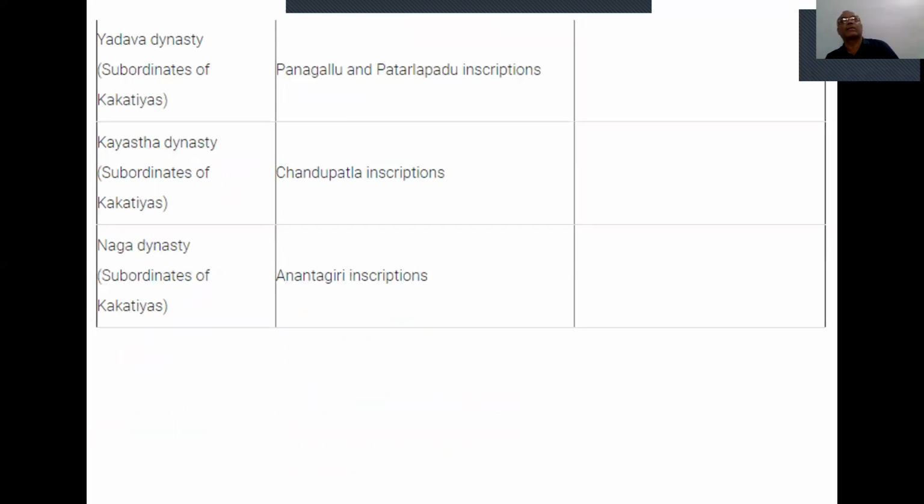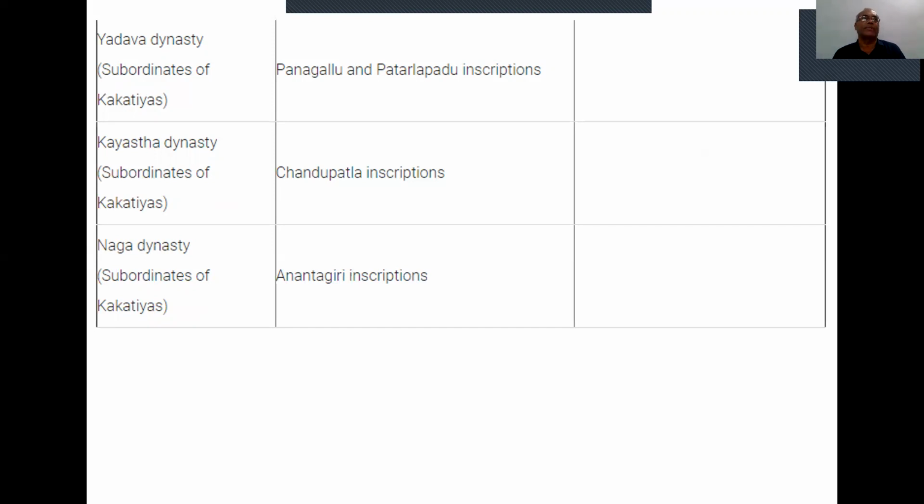And then you have the Yadava dynasty also, who are also the subordinates of the Kakatiyas. And you have the inscriptions available at Panagallu and Patarala Padu. These are the two regions where you find the inscriptions available for the Yadava dynasty. Yadavas were slightly important when you're trying to understand this period. They were more powerful than some of the kingdoms which had emerged after the downfall of the Kakatiyas.